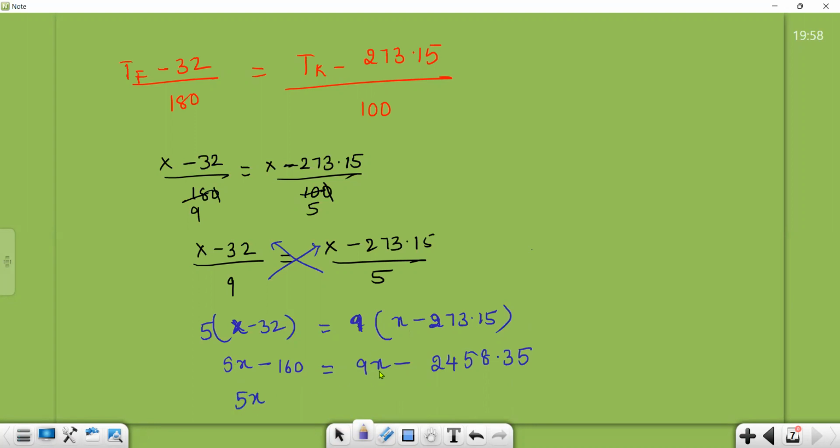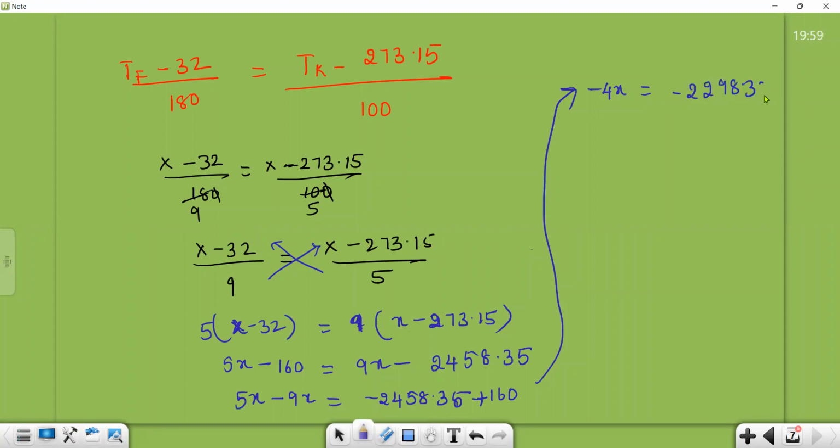Then bring x terms to one side and normal terms to the other side. 5x keep here. Then if plus 9x comes here, it becomes minus 9x. And already here 2,458.35 is there. Bring minus 160 to this side, that becomes plus 160. So that gives you 5x minus 9x is minus 4x is equal to 2298.35, where minus and minus cancel and x is equal to 2298.35 divided by 4.